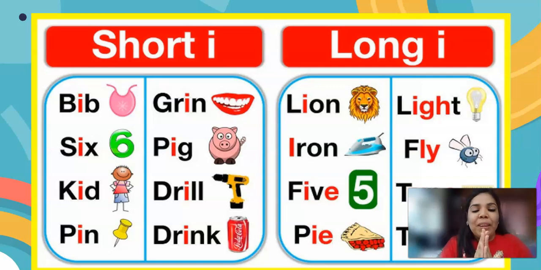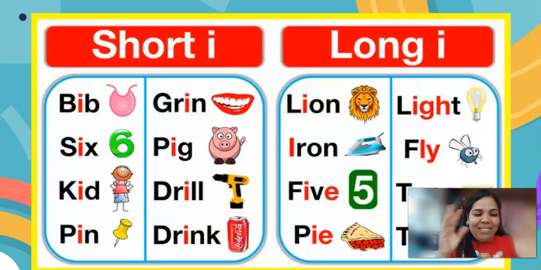Lion, iron, five, pie, light, fly, tide, time. Very good, right? Easy.